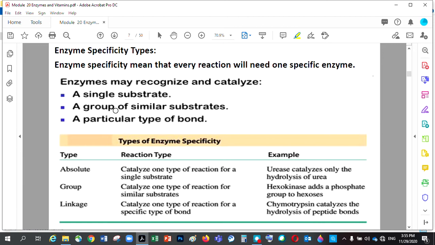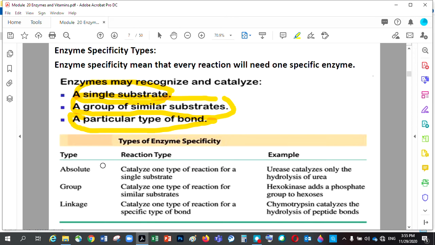The enzyme specificity types are very, very important because each enzyme is responsible for a specific type of reaction. It catalyzes just very specific reactions, not everything. So an enzyme may catalyze a single substrate, or a group of similar substrates, or just a particular type of bond. So this is all possible.